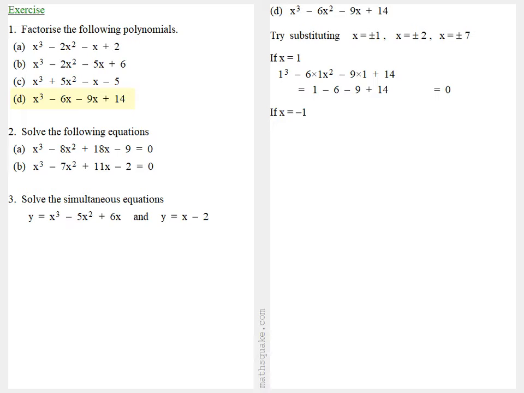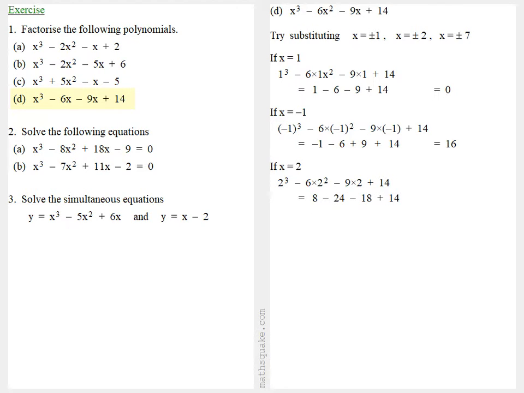If x equals minus 1, we have minus 1 cubed minus 6 times minus 1 squared minus 9 times minus 1 plus 14, which is minus 1 minus 6 plus 9 plus 14, or 16. If x equals 2, we have 2 cubed minus 6 times 2 squared minus 9 times 2 plus 14, which is 8 minus 24 minus 18 plus 14, which equals minus 20.